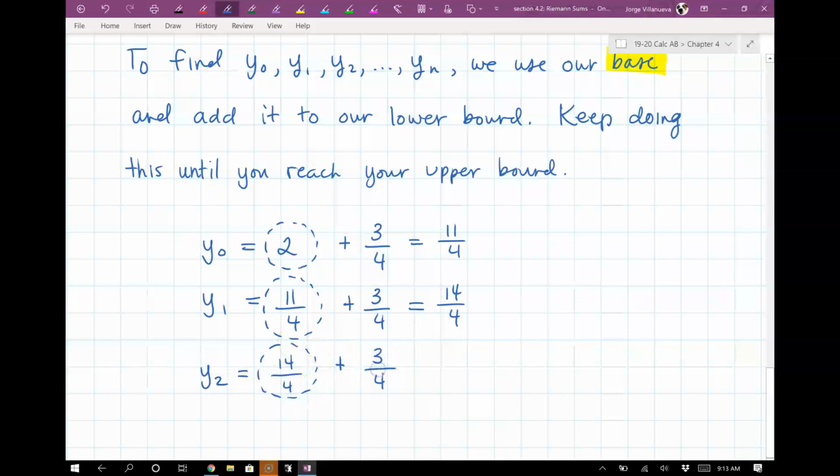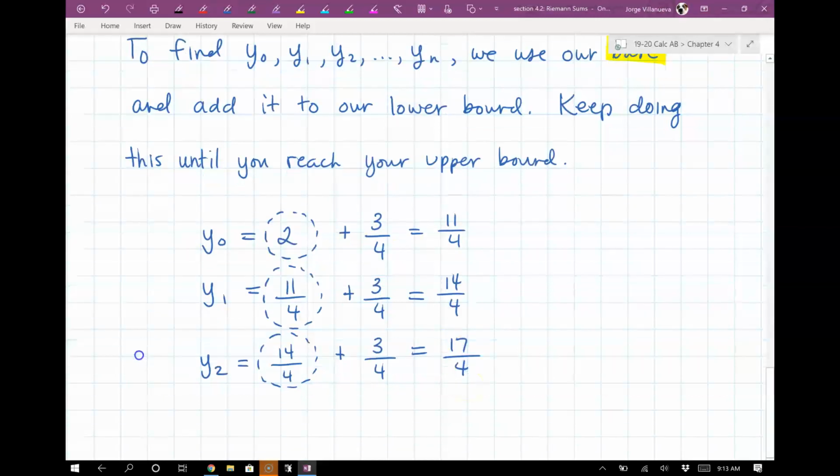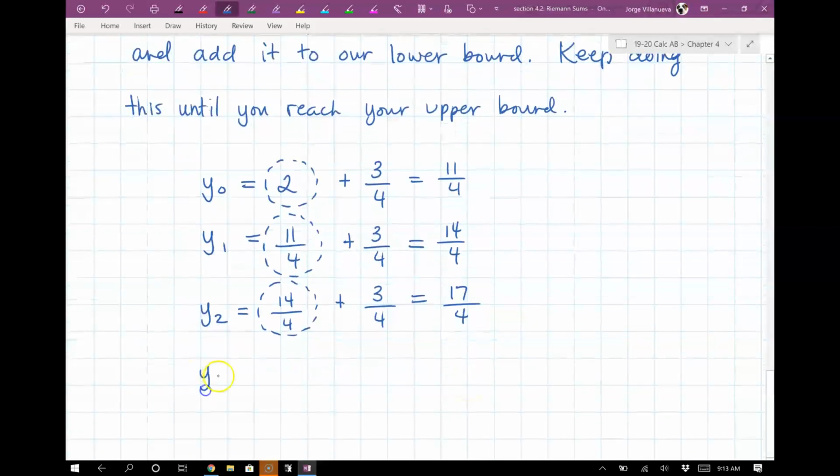Now add 3/4 again. Remember, I'm going to keep doing this until I get what number? They say keep doing this until you reach your upper bound. What's my upper bound? 5, right? So I need to get a 5. Once I get to 5, then I can stop. So I add 3/4 and I get 17/4. So y sub 3 is 17/4.